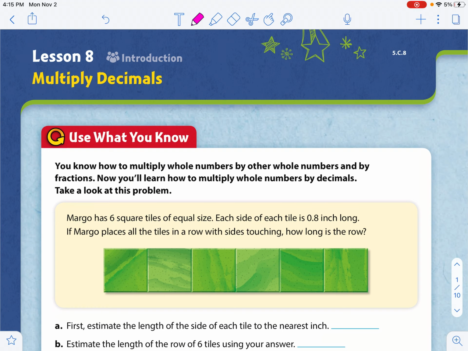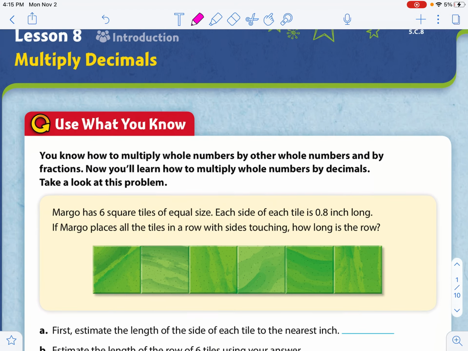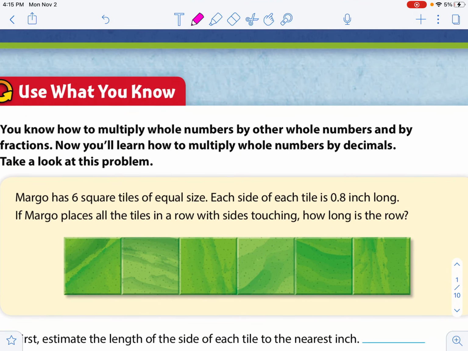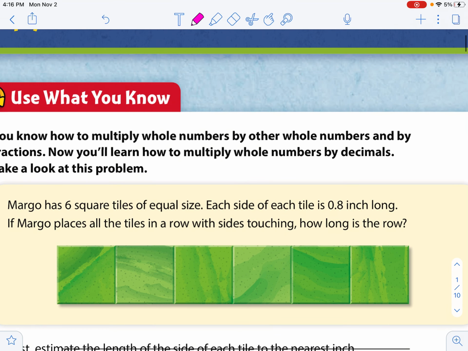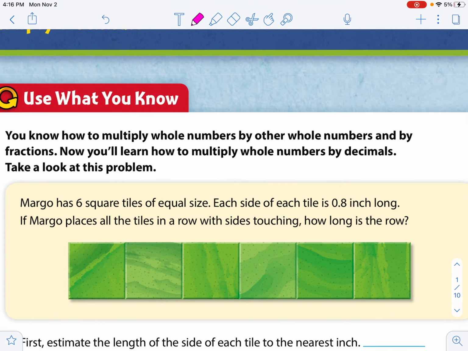So today, we're going to tackle multiplying decimals. And we're going to start by taking a look at this problem right here. Okay? So we've got Margot, and Margot has 6 square tiles. Well, square is a good thing to note right away. What do we know about square? All the sides are going to be the same length. So that's going to make things a little easier for us to get started.